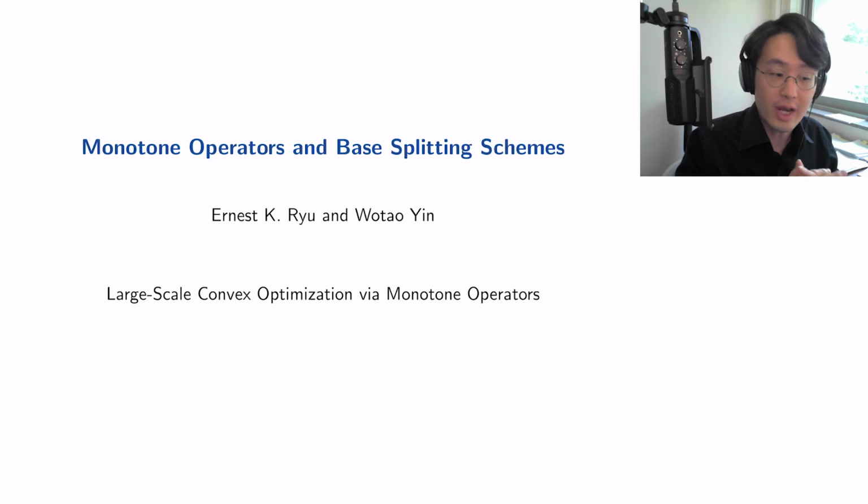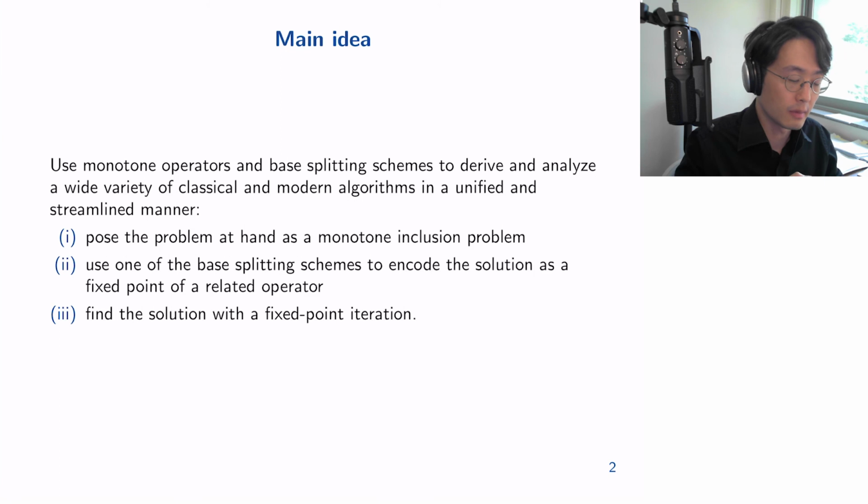All right then, let's start chapter 2, monotone operators and base splitting schemes. In this chapter, we'll introduce the machinery of monotone operator theory, and we will present one main rubric. And so here's what this rubric is. We will use monotone operators and base splitting schemes to derive and analyze a wide variety of classical and modern algorithms in a unified and streamlined manner with this unified rubric.